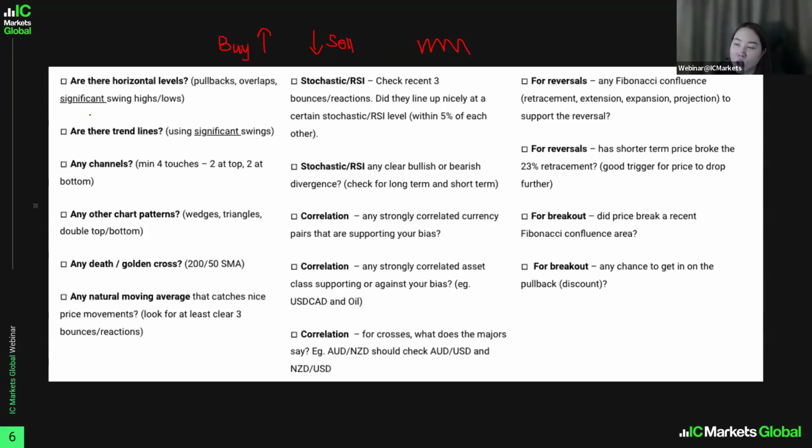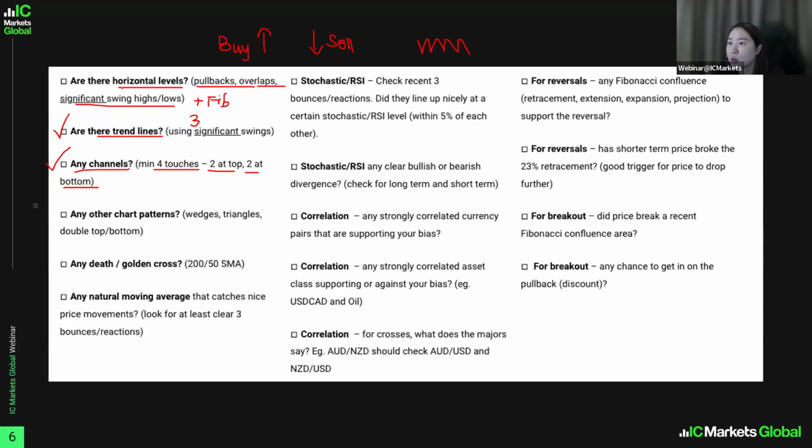So when it comes to trending markets, I first need to identify if there are any trend lines or channels. For the trend lines, I need 3 significant touches. For the channels, I need 4, 2 at the top and 2 at the bottom. Once I'm done identifying the trend and narrowing down where the movement is going to go, I then pull out some horizontal levels. Horizontal levels can be pullback, overlap, swing highs, swing lows, and more importantly, Fibonacci levels.